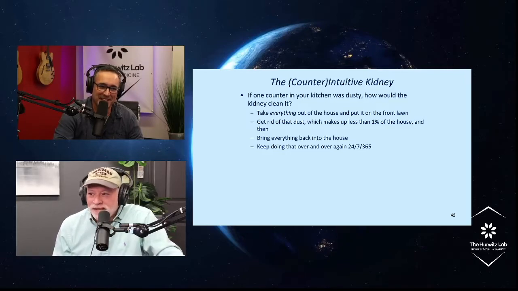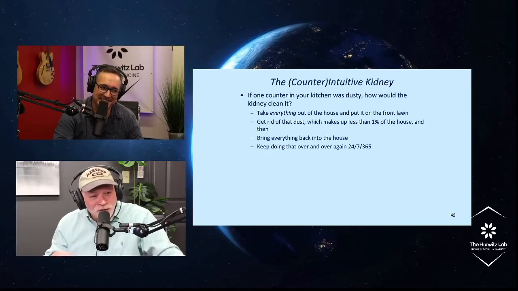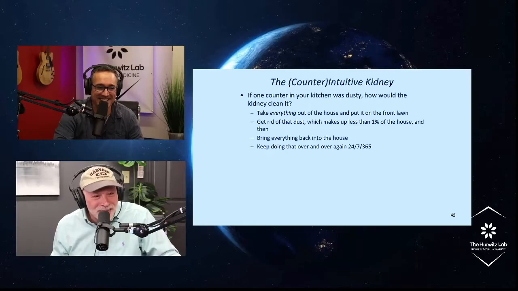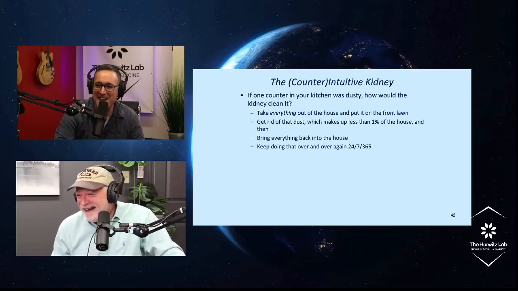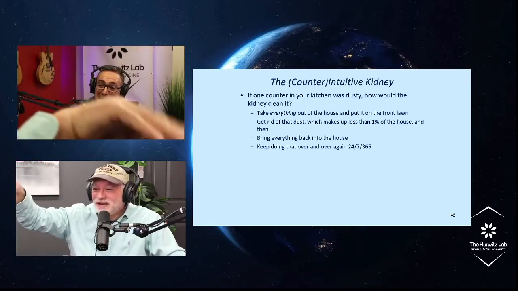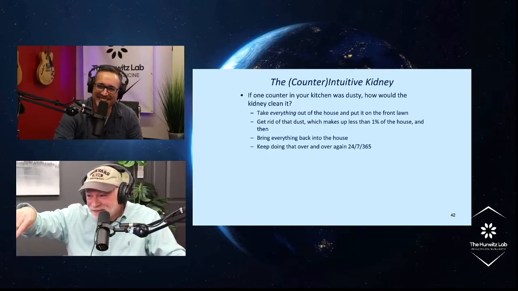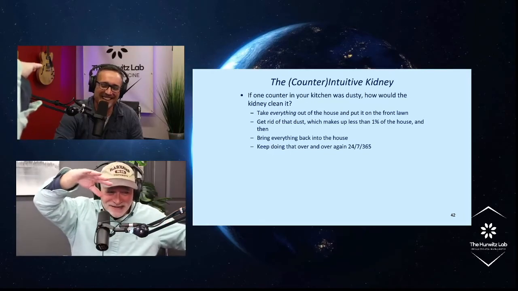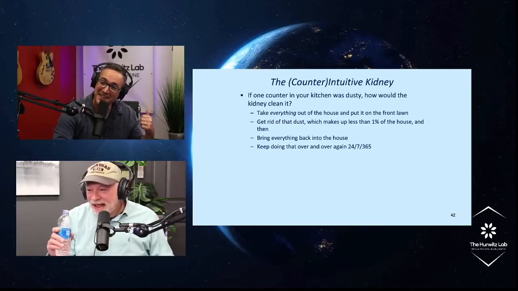Okay, so here's my little analogy. If one little corner of a counter in your kitchen was dusty, how would the kidney clean it? Now, you would just go over there with a little rag and wipe that little spot down, leaving the rest of the house intact. Not the kidney. The kidney takes everything out of the house. All of it. Empties the house and puts it on the lawn. And then it goes and gets rid of that dust, which makes up less than 1% of everything out there. And then it puts everything back in the house. And first it checks to make sure, do you need everything? Because it will leave some stuff out on the lawn if you don't need it.